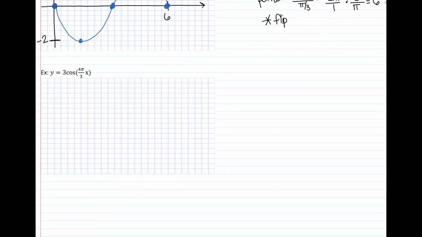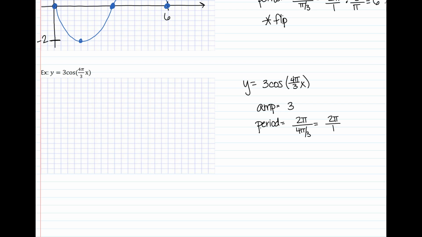All right, last one. If you haven't paused the video yet, this is your chance. Pause the video. Okay, make sure that you and I are getting the same answers. Period is 2 pi divided by 4 pi over 3. Yikes. Don't forget to keep change flip. Pi's cancel. 2 goes into 4 2 times, and I get 3 halves. That's fun, right? Who doesn't love a good fraction? Everybody loves a good fraction.